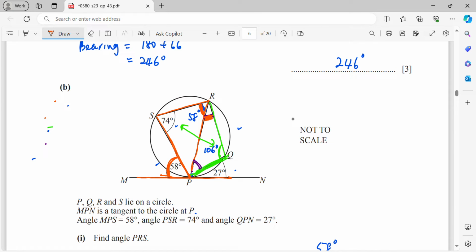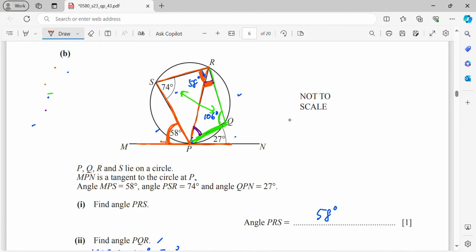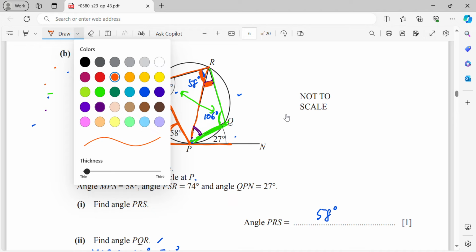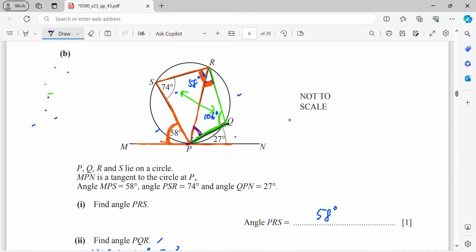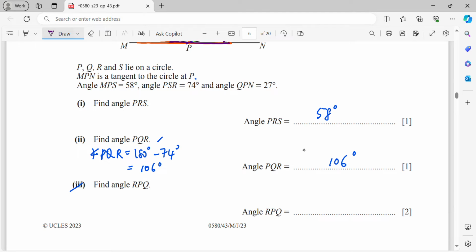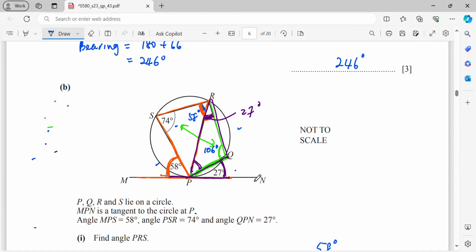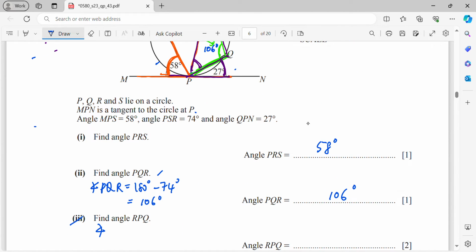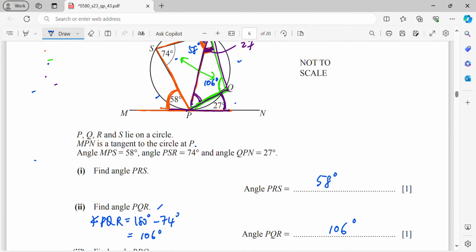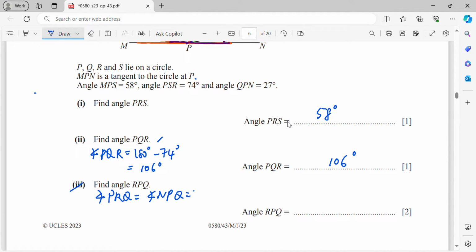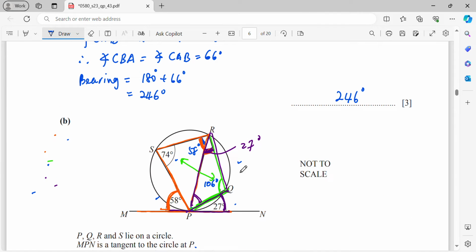So now how do I get this PRQ? Again, refer to this property. Let's say here, this is the chord. Here is a tangent. So the subtended angle here is PRQ. It means that 27 is the same as this angle. That means here is 27. So I will write down first: angle PRQ equals angle NPQ equals 27 degrees. Then after that, you refer to the triangle PRQ.